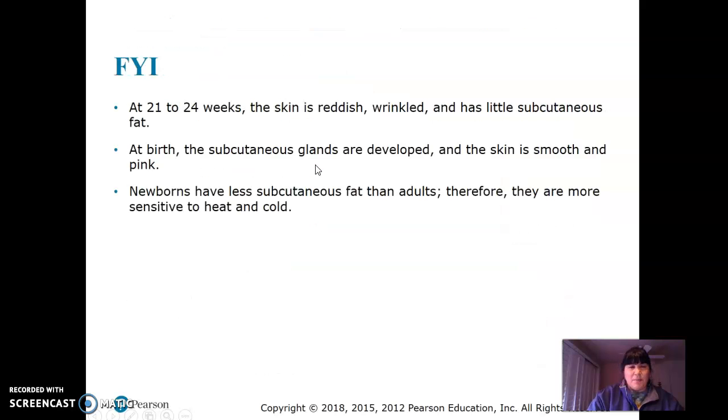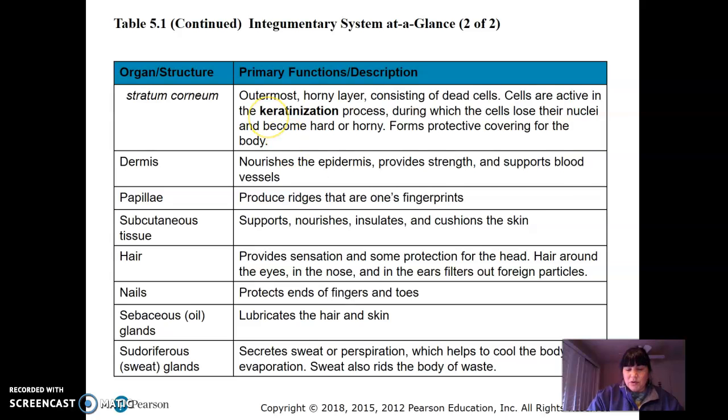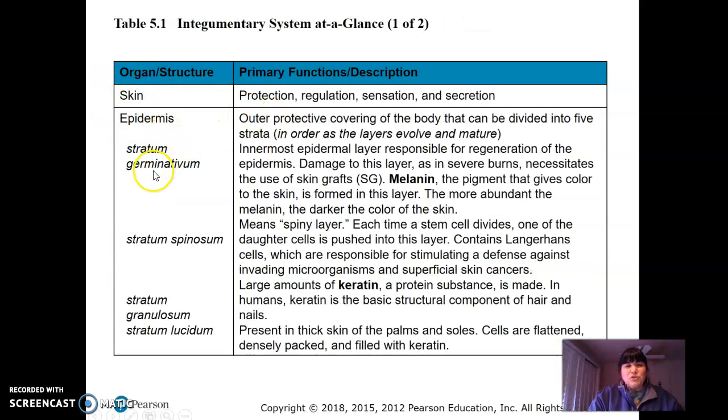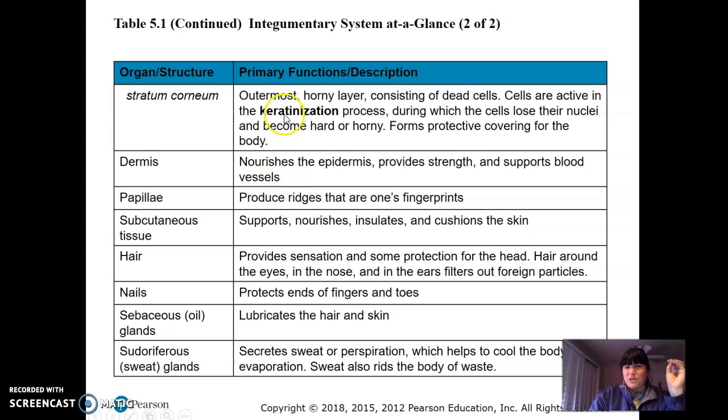layer of the epidermis. So here, if I go back, stratum germinativum, sometimes it says basale, some books say that. Let's see, innermost epidermal layer responsible for regeneration of epidermis. Okay, melanin, the pigment that gives color, is formed in this layer. Spinosum, the cells start changing. Granulosum, lucidum, that is found right in certain areas. And then corneum's the top.